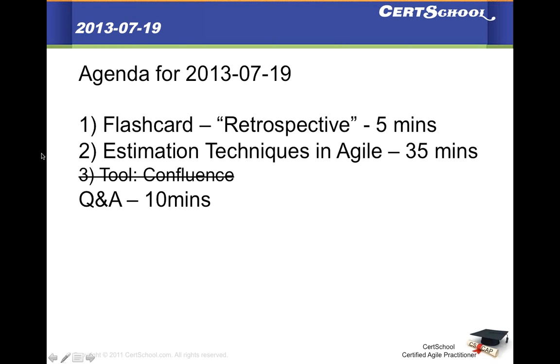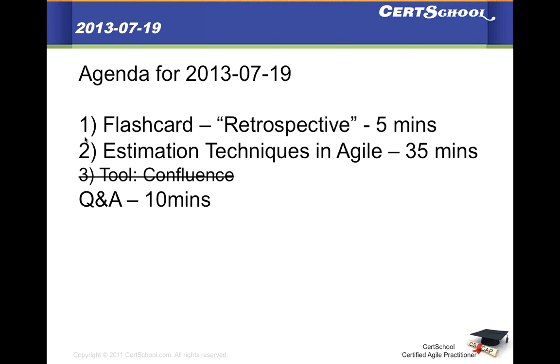All right. So today we are going to talk about... Usually, I have a three-point agenda every time we do this webinar. This time, I think it's better that we keep it down to 2 points because the second agenda item, the estimation techniques in Agile, is going to take a little bit extra time. So we are going to look at a flashcard, which is retrospective. I'll spend a little bit of time there, and then the rest of the time we'll discuss the estimation techniques.